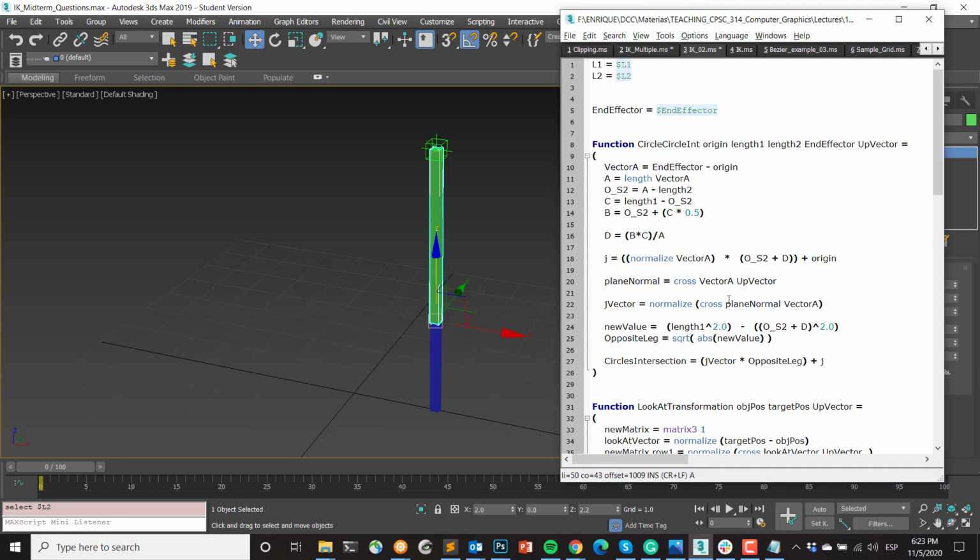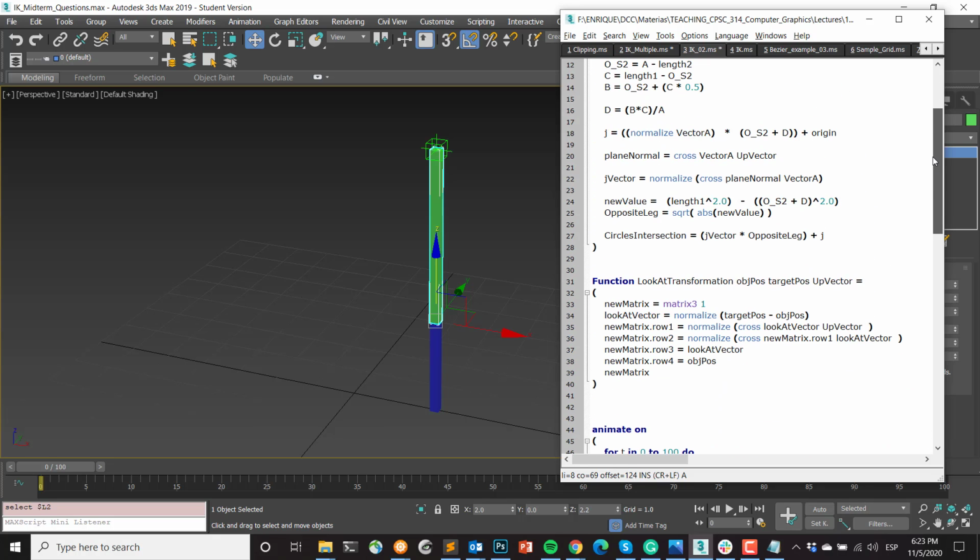Basically using the triangles theorem to compute the circle-circle intersection in the specific plane. So we need to get the origin, length 1, length 2, the position of the end effector, and the up vector, right? And that's it. I already explained this part of the algorithm. If you remember, we compute the intersection between those circles, and use that intersection as a target, right?